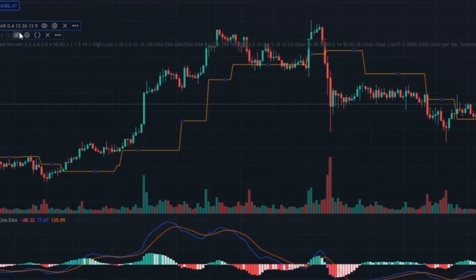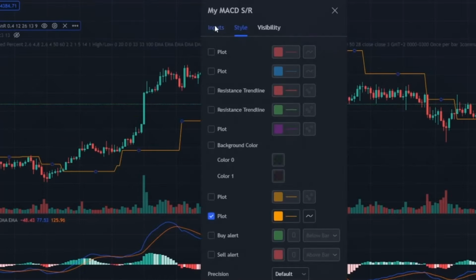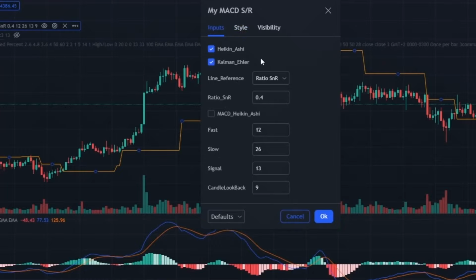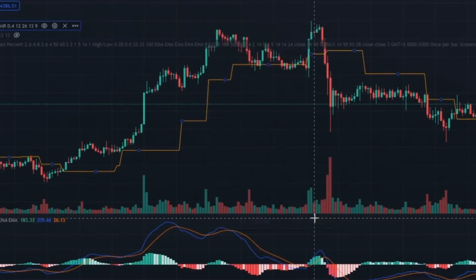great support and resistance in the settings. So if you look at the settings here, you can see we're actually using the MACD. So I've added the MACD here, and on crossovers we'll be looking back 9 bars to find the lowest low to create this line here.